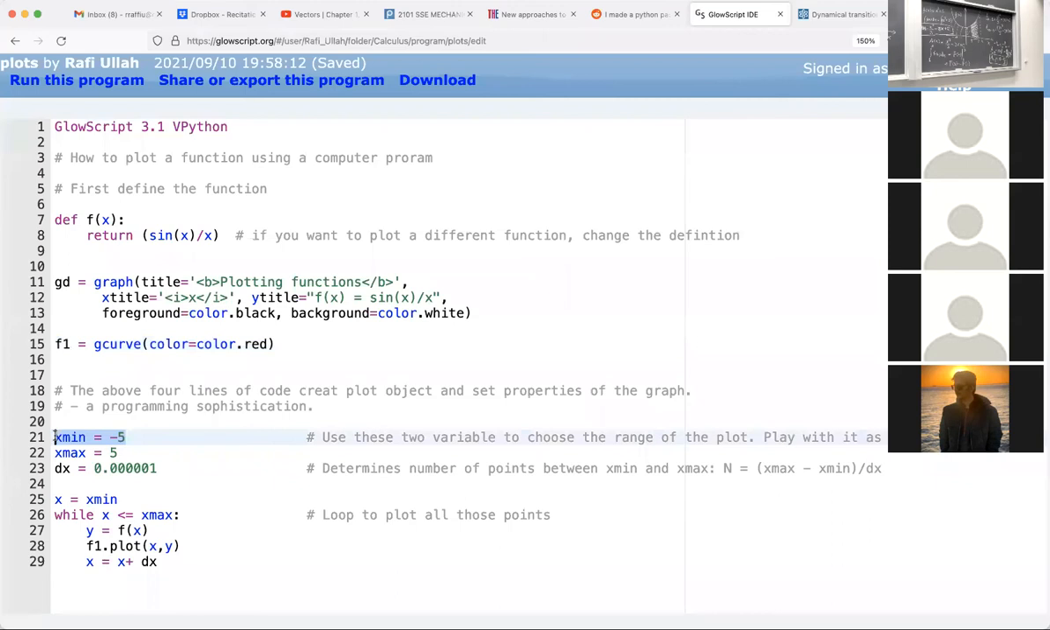So xmin. And you can change some of these values. You can change, for example, the definition of the function. If you don't want to plot sine x over x, you can change it here. You can just say x, and then it will make a linear graph. We will practice that in a minute.